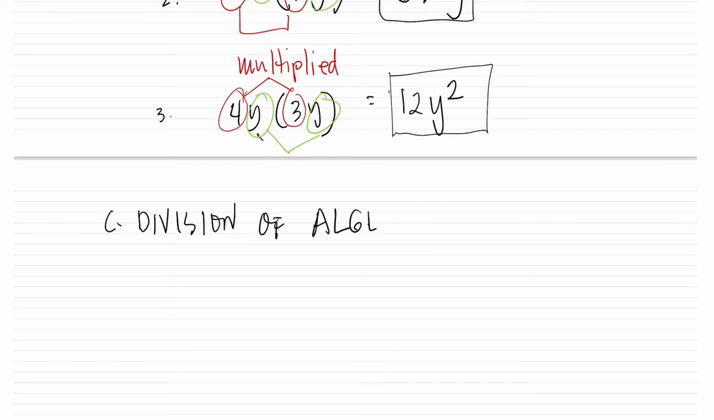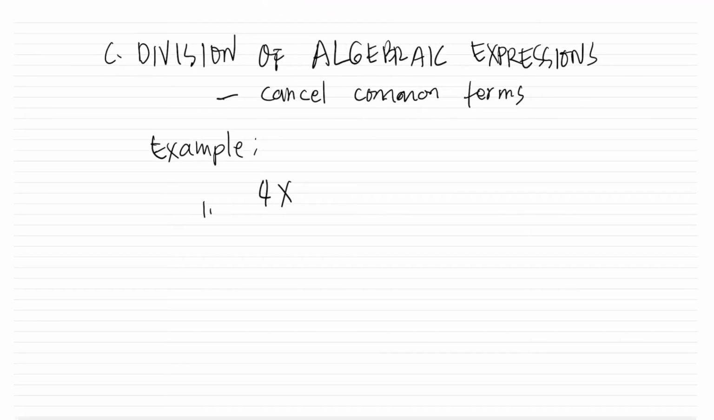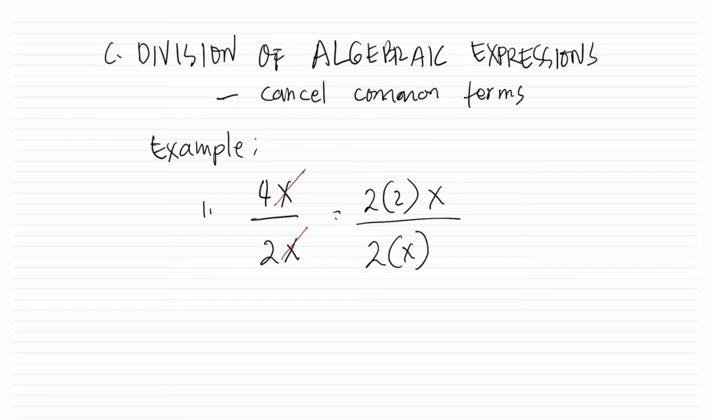Now we go for the third one, which is the division of algebraic expressions. When you divide algebraic expressions, you have to remember to cancel common terms. Example, if I have 4x over 2x, notice they're the same. We can cancel that, or we just simplify here. 2 times 2 times x over 2 times x. Now we can see that's common, so our final answer is equal to 2.